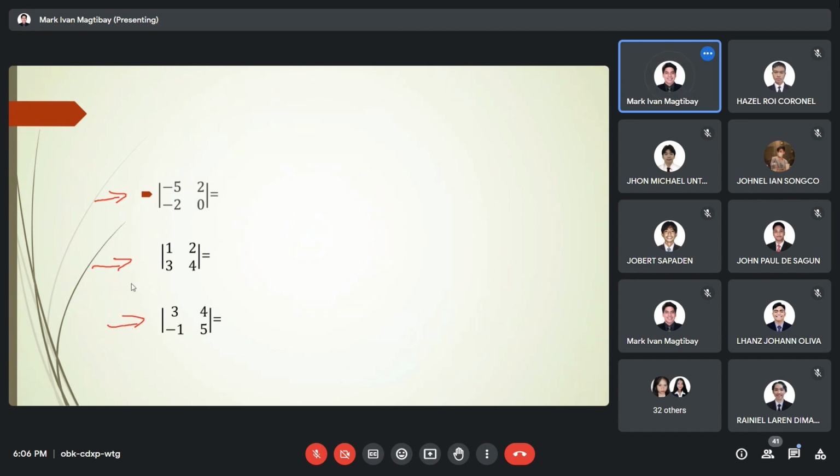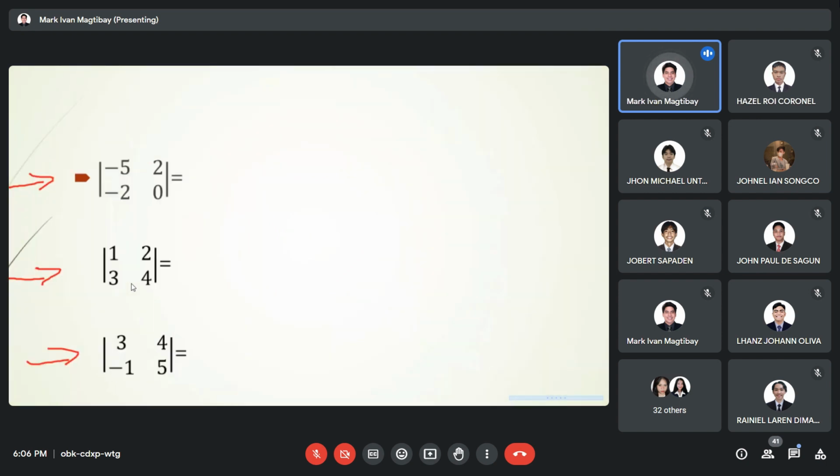Ayaw ko ba mag-zoom in to? Yan, zoom in naman pala. Okay? Sige, start po tayo pagkuha ng mga determinant natin.